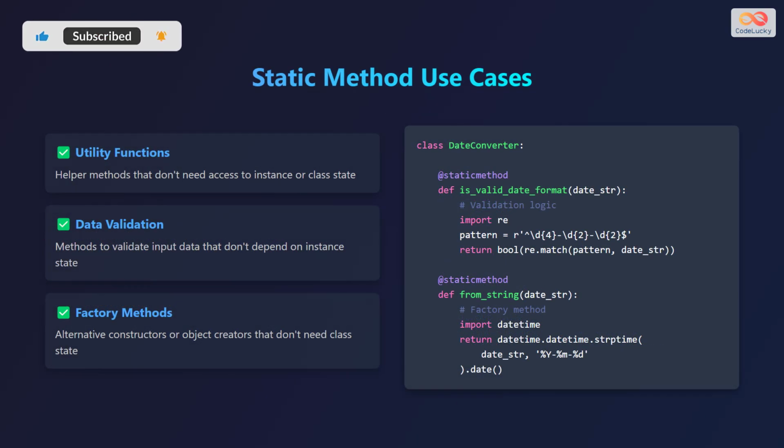Let's discuss the use cases of static methods. Static methods are useful for utility functions that do not need access to the instance or class state. They are also suitable for data validation. These methods validate input data without depending on the instance state. Lastly, they can serve as factory methods, which are alternative constructors or object creators that don't need class state. Here's an example. The DateConverter class has an is_valid_date_format method that validates whether the input date string matches the expected format, and a from_string method, which is a factory method that creates a date object from a date string.